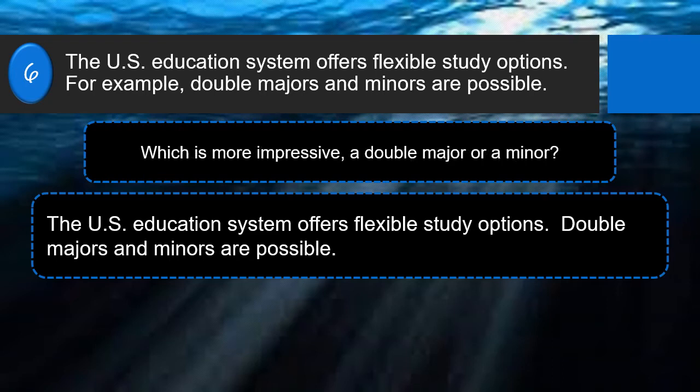Which is more impressive, a double major or a minor? Well, a double major to me. So, the U.S. education system offers flexible study options. Minors and double majors are possible. Put the most impressive, the most important information last.